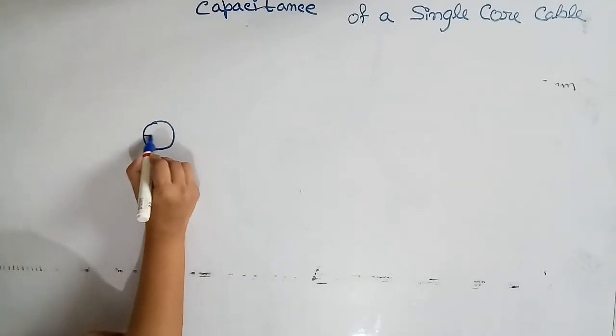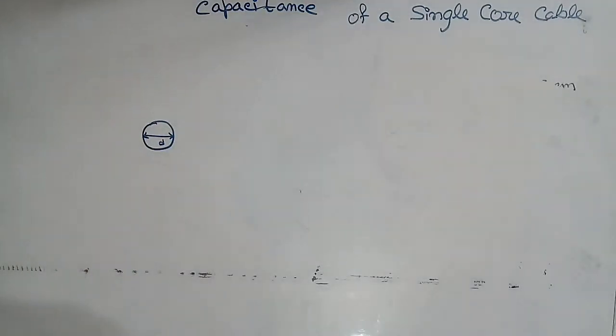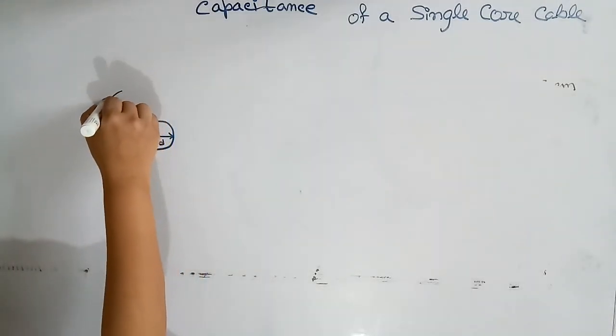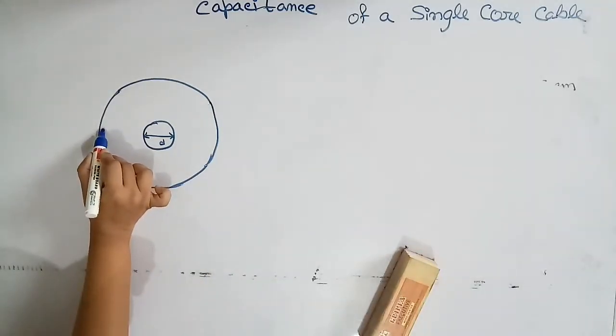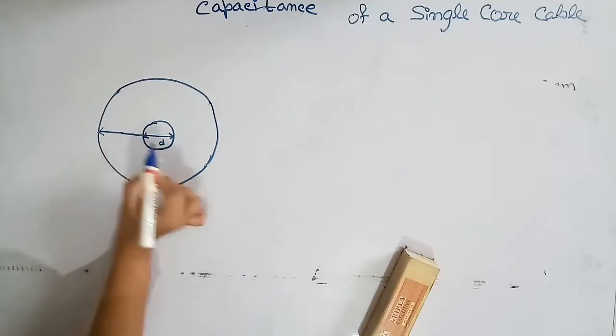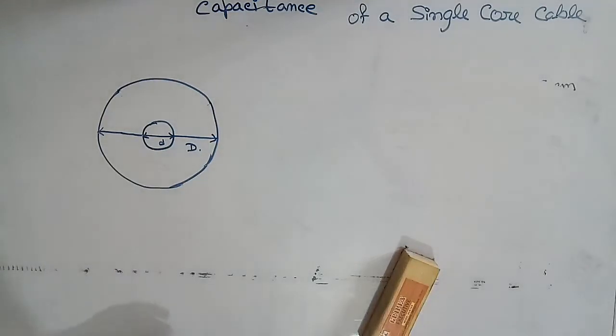The diameter is d, and its diameter is capital D. Inner sheath diameter is capital D. Now charge per meter axial length of the cable be Q coulomb, and epsilon is the permittivity of the insulation material between the core and the lead sheet.